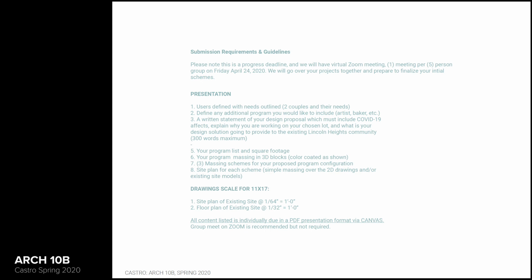Once you've provided that list, I want to see a program massing in 3D blocks, color-coded as shown in that diagram, where I think I used an example of yellow being the storage, red being the bathrooms, etc. I want to see just a simple massing with color codes, and you're telling me this is all the program, basically a kit of parts before you go into your design schemes, okay?